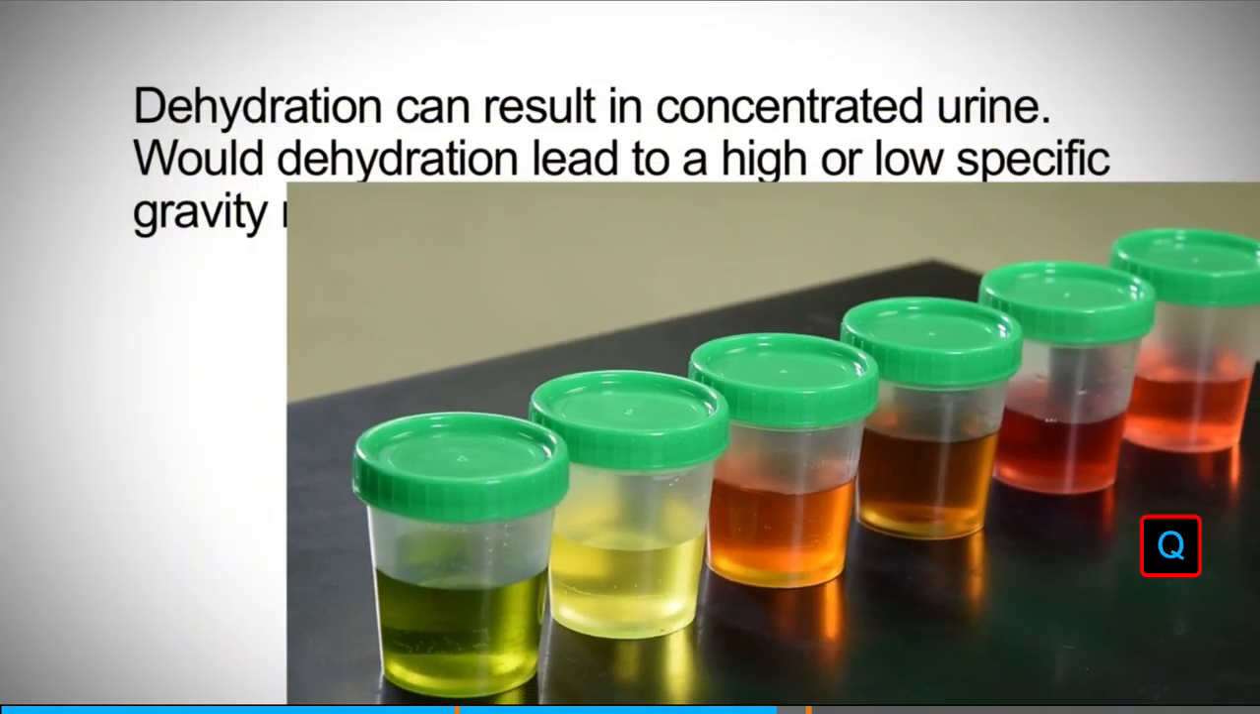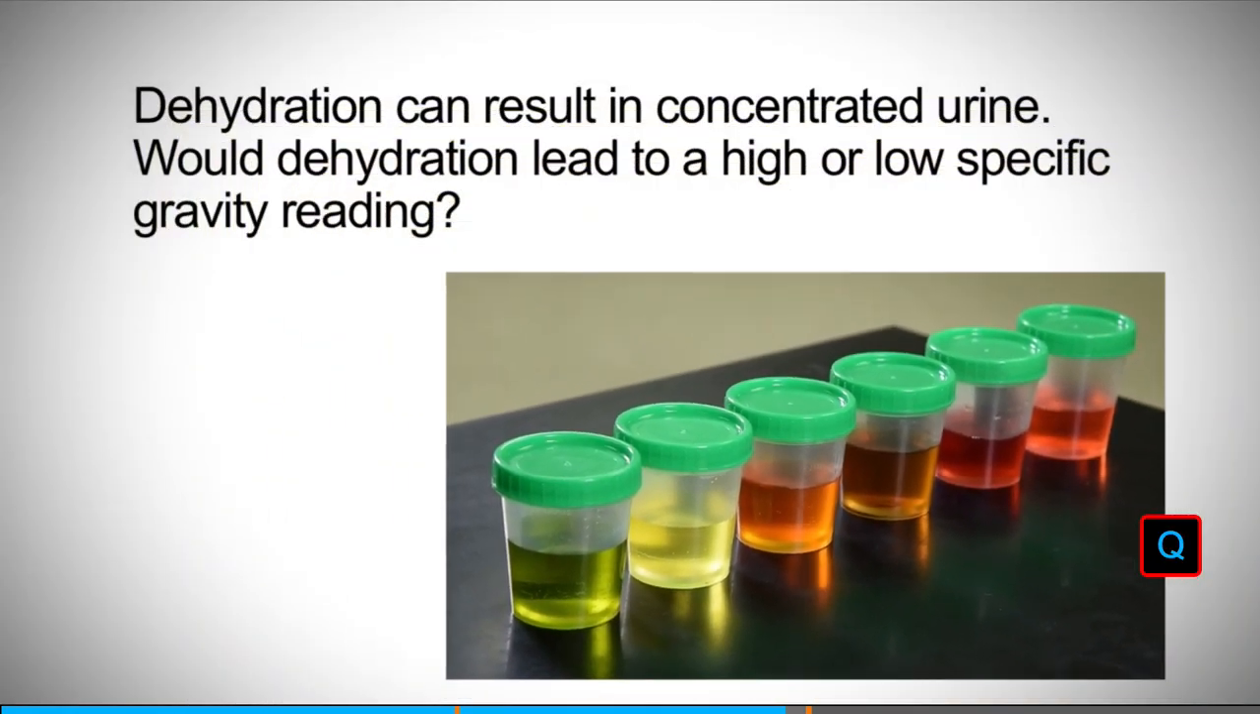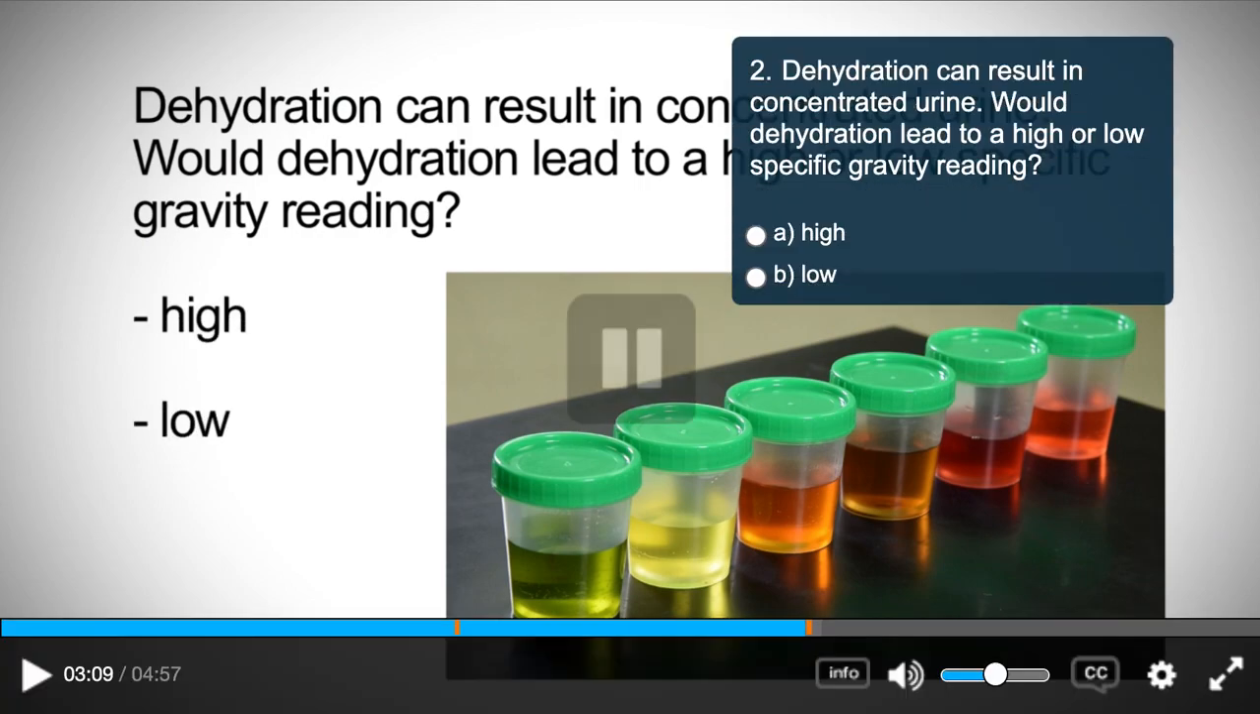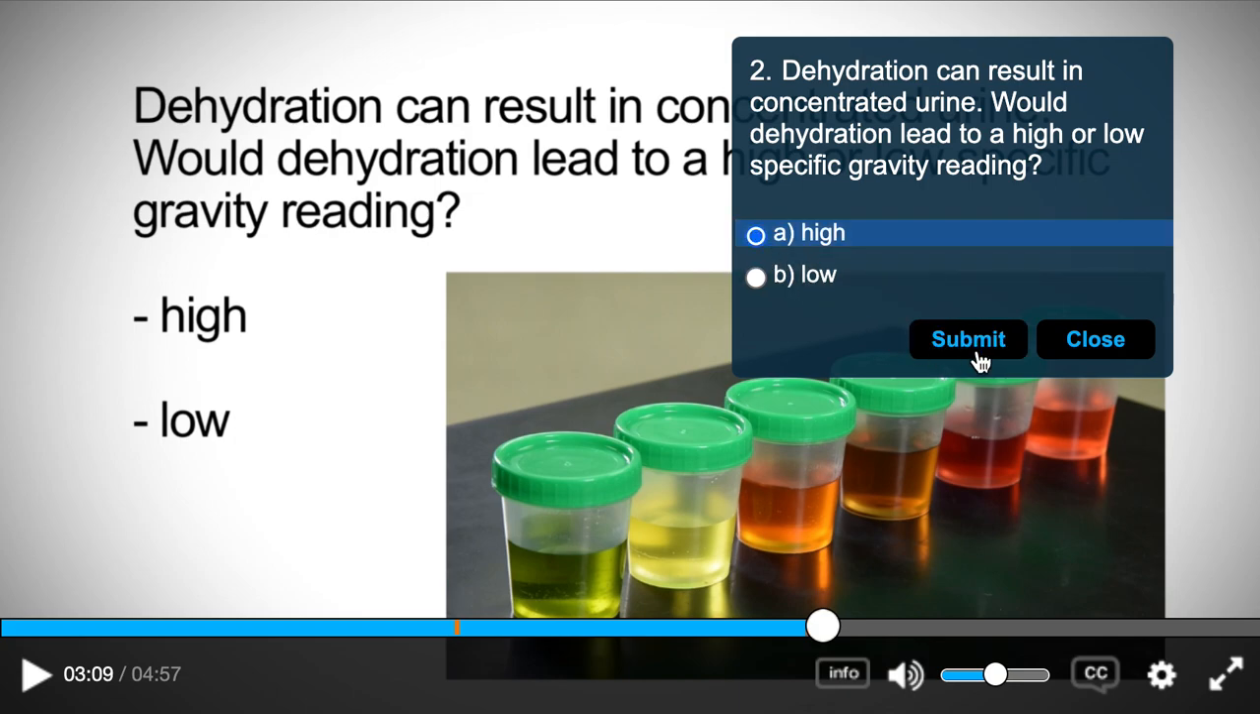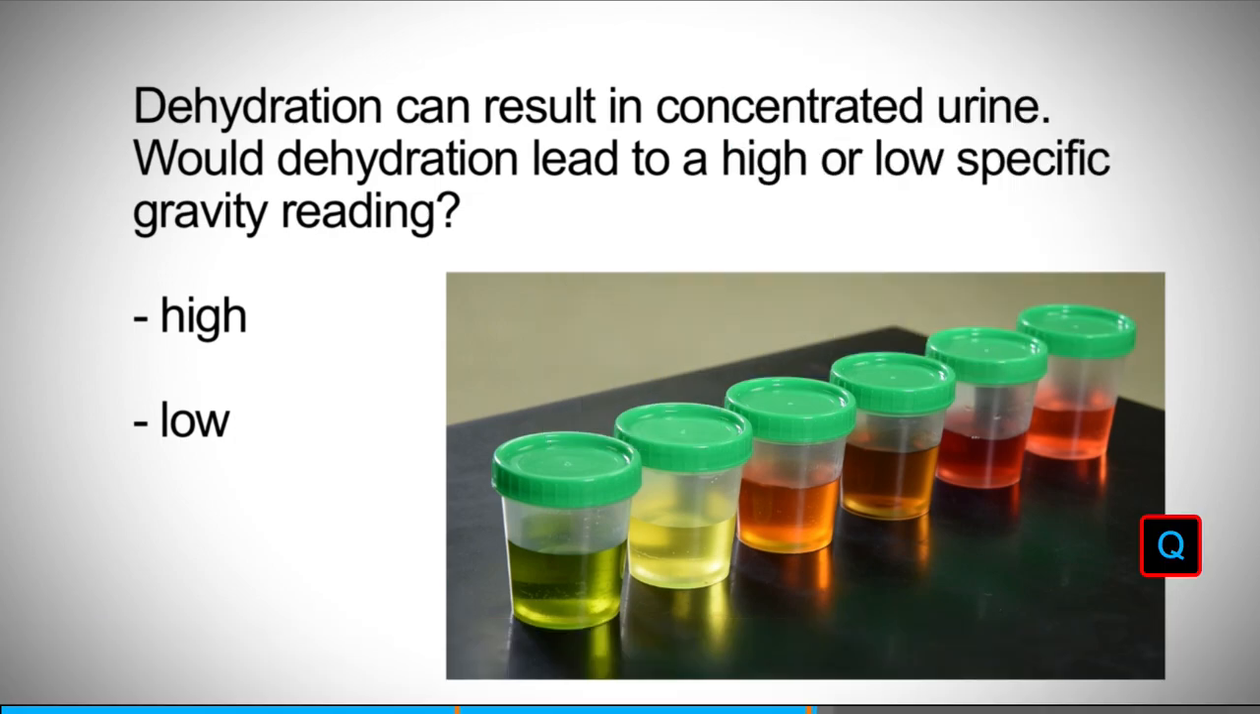Dehydration can result in concentrated urine. Would dehydration lead to a high or low specific gravity reading? The more concentrated urine would have more solutes per volume and would result in a high specific gravity.